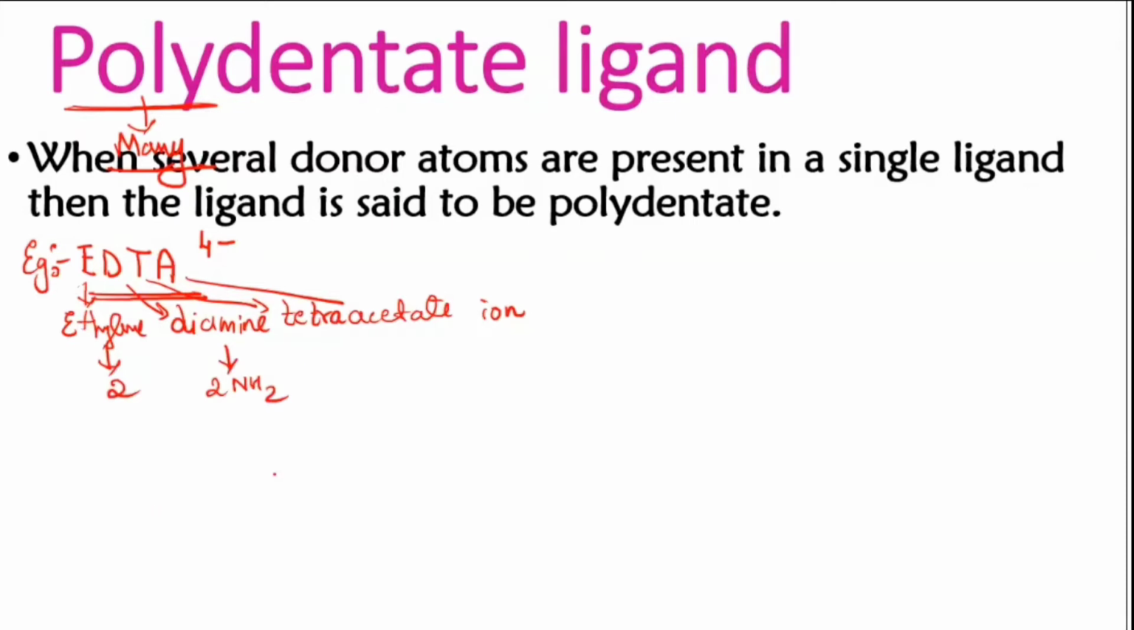So I will give you directly the structure how it is. Here ethylene, that means there are 2 carbons, so I am writing 2 carbons directly here. Diamine, just now I wrote ethane-1,2-diamine. This is how the structure was. This is how ethane-1,2-diamine was. Now from this only it's been derived.